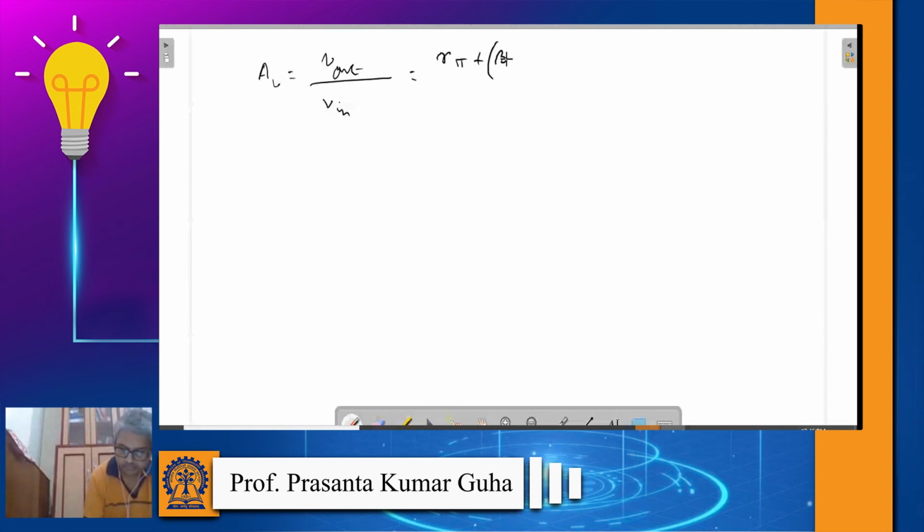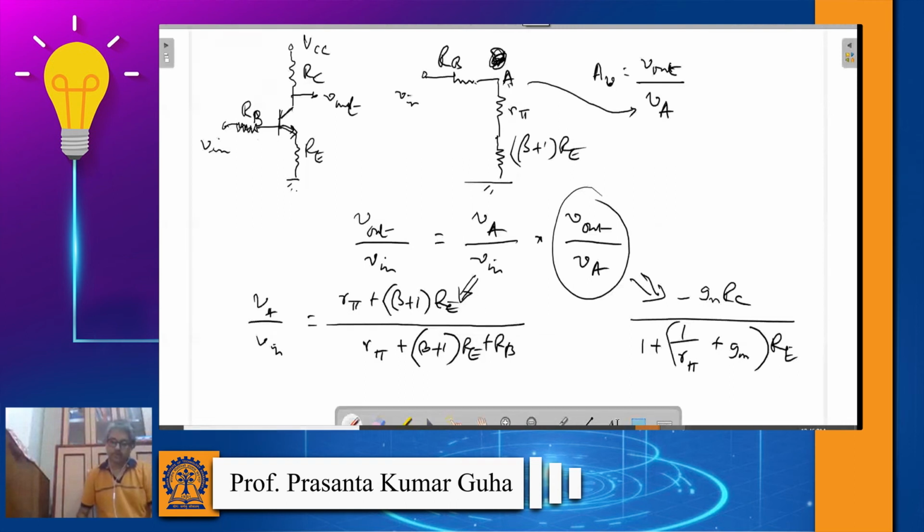So, yeah, can you go back to the previous slide? Yes, of course. So we are doing that, we are basically finding out VA over Vin. It is basically a resistor divider, okay, voltage divider. So R pi plus beta plus 1 RE over this, and this is what we already know.